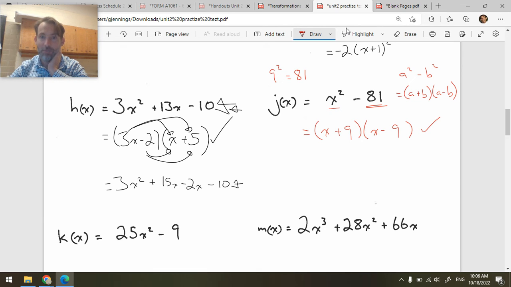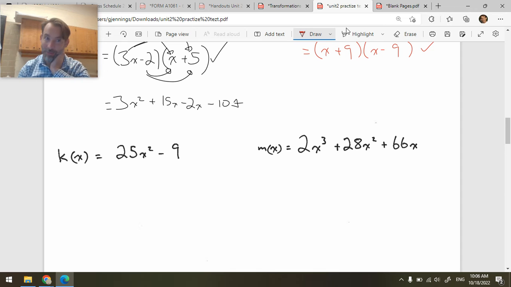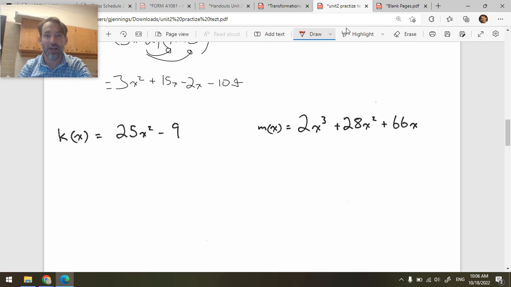But you have to be able to recognize them. And on the test, they're easy to recognize because there's only two things. Down here, look, k of x. There's only two things. I bet it's one of these. Wait, I recognize that 25 is a square and 9 is a square. So that must be that, right? It must be a difference of squares.